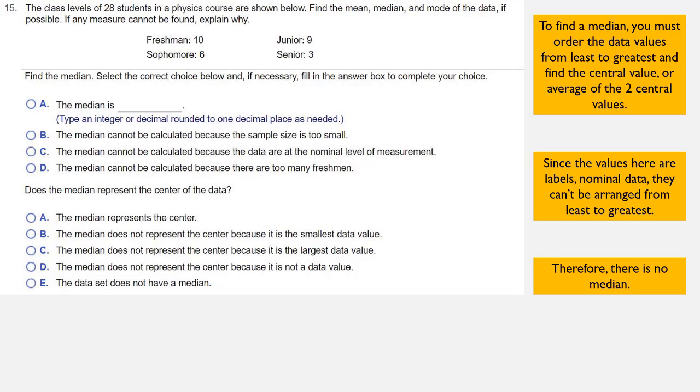So the correct answer here is choice C. The median cannot be calculated because the data are at the nominal level of measurement. And for the second question, does the median represent the center of the data? The data set does not have a median.